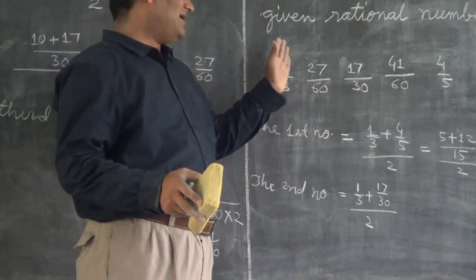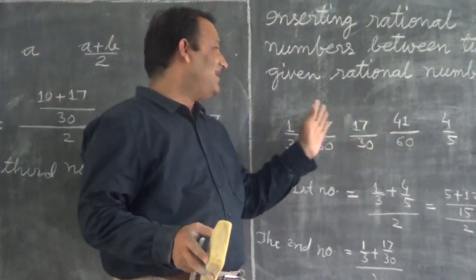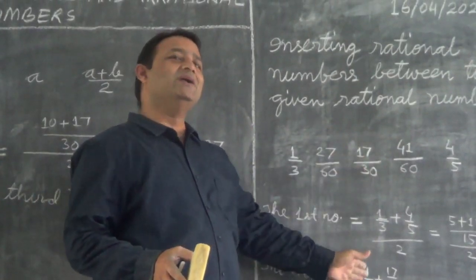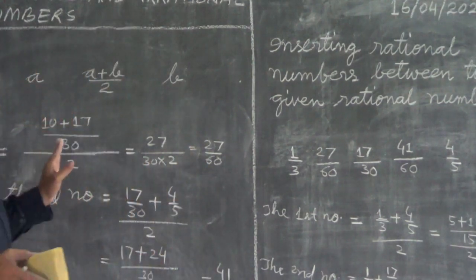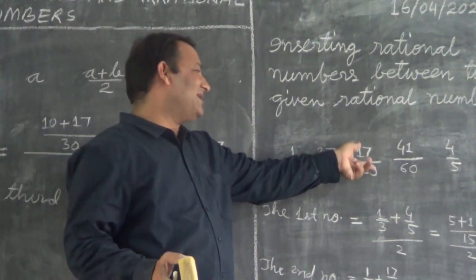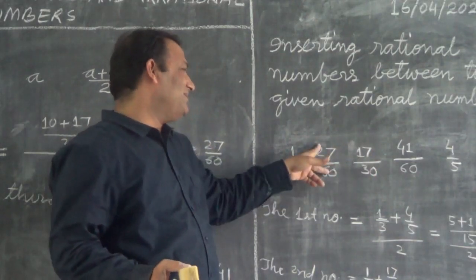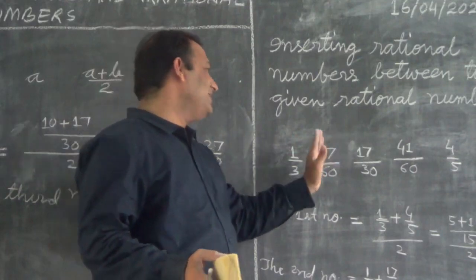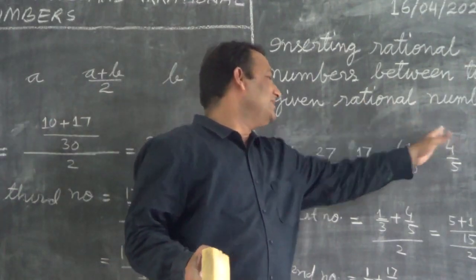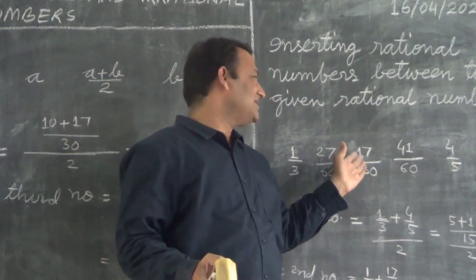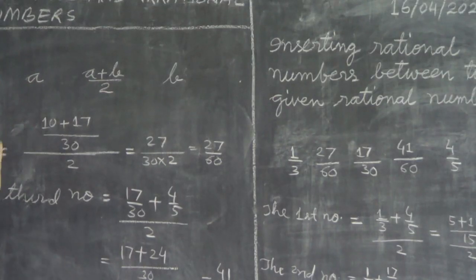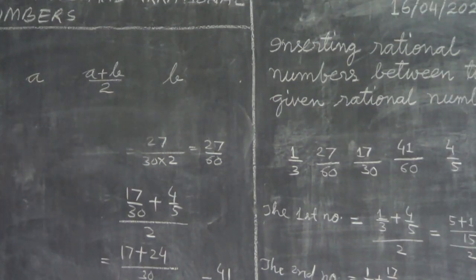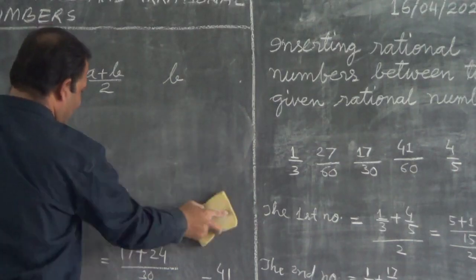So how many rational numbers you need to insert, put that many blank spaces, and find one and fill one, find one and fill one, so that you will not have any confusion. Even if you write 17 by 30 here instead of in the middle, no problem, you can find the other two between these two numbers, so go on filling the blanks one by one. So that way we can find the rational numbers between two given rational numbers. This is one of the methods.